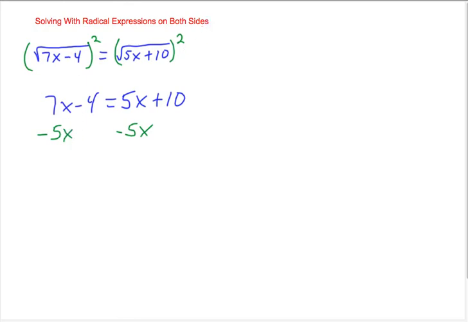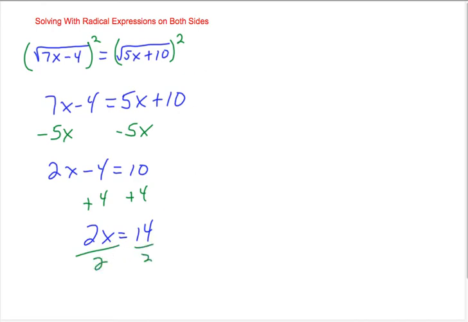This should be pretty simple from here, but I'll keep going. We're going to get 2x minus 4 equals 10. We can add 4 to both sides, and we're going to get 2x equals 14. And finally, by dividing by 2, we can get x equals 7.